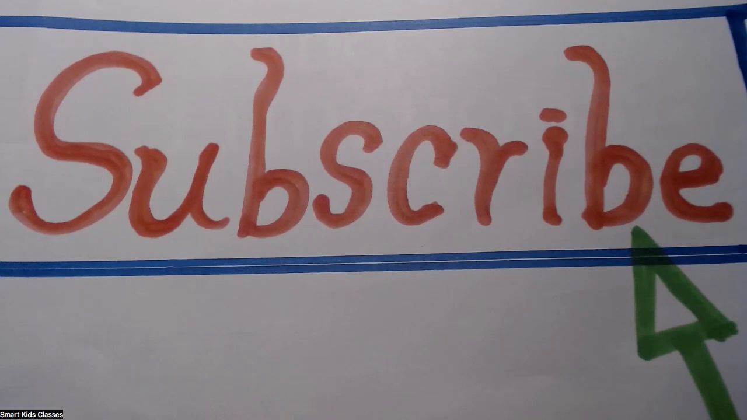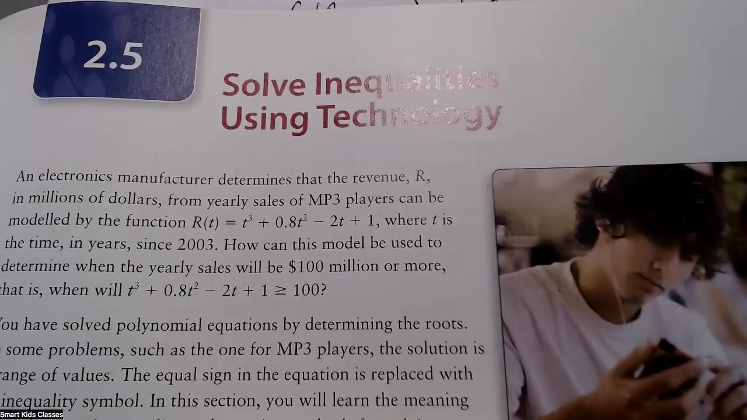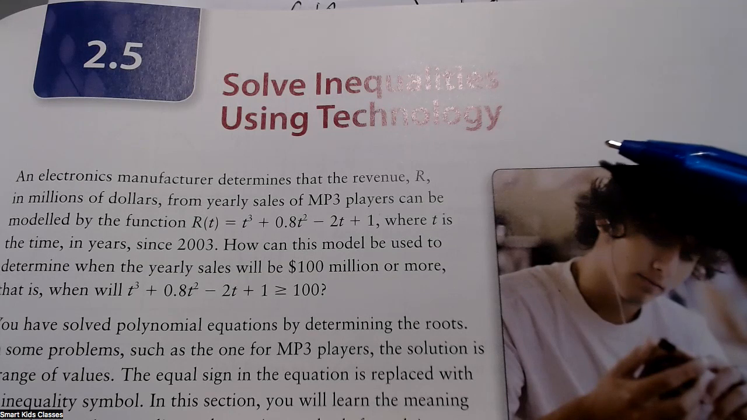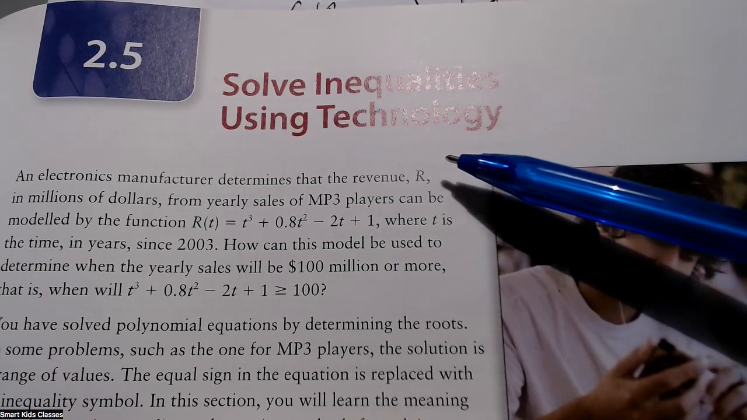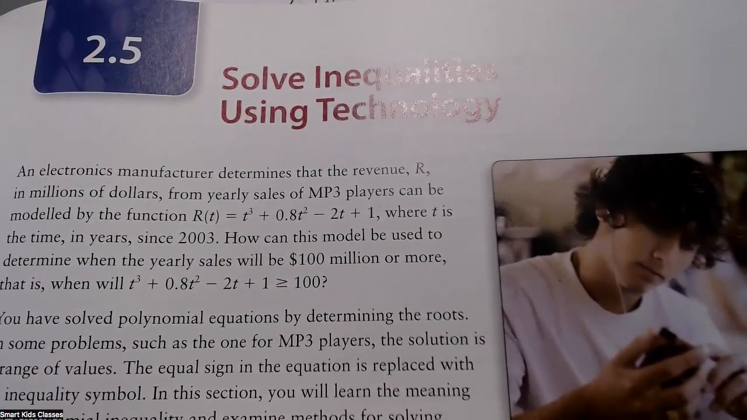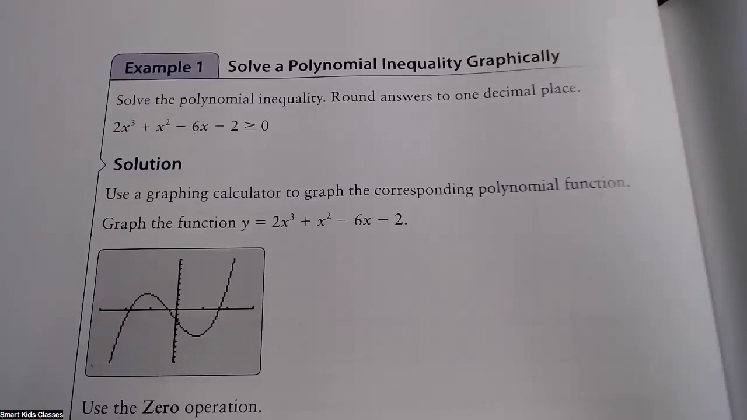So I'm going to use a simplified way to explain it to you. Unit 2.5 in the book is page 123. So solve inequalities and use technology to solve it. And let's go into example 1.